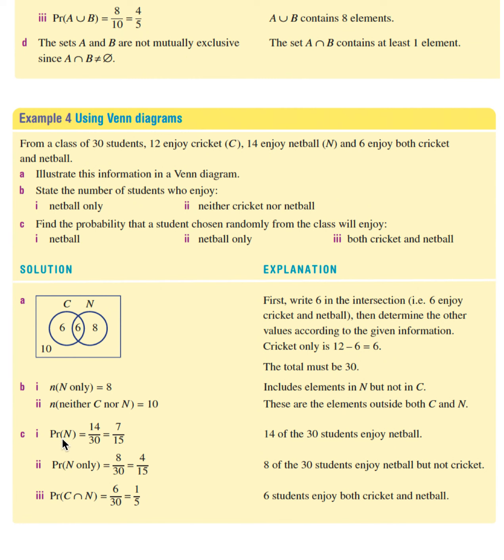enjoy netball. So we write probability of N, so netball. We know 14 in total like netball, so 14 over 30, which simplifies to 7 over 15. Netball only, there's 8, so it's 8 over 30, which simplifies to 4 over 15. And finally, both cricket and netball, we can write that as the probability of C and N. That's our center part. There's a total of 6 over 30, which simplifies to 1 over 5.